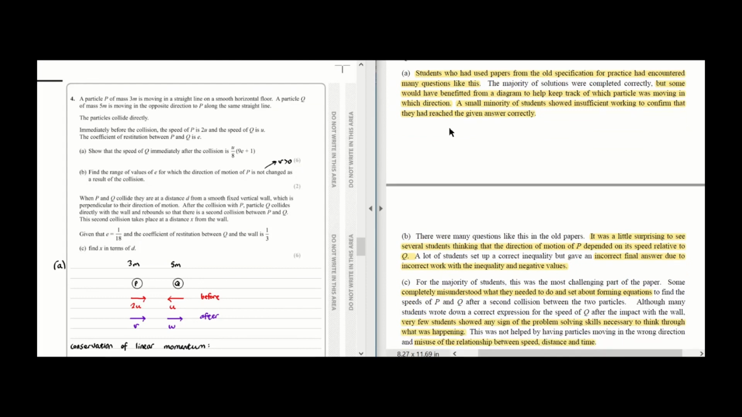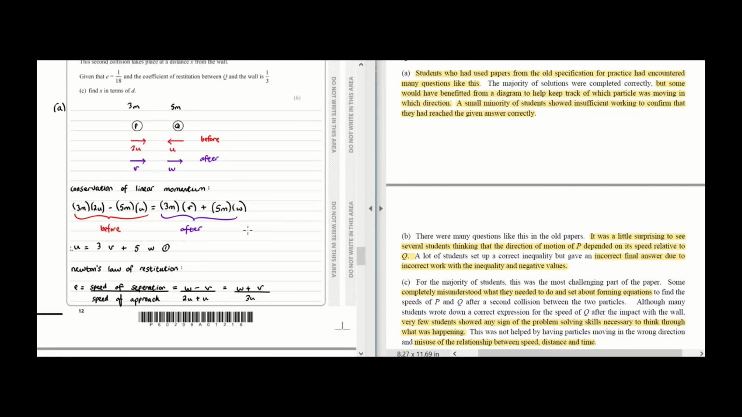Question 4 was a bit difficult, but in terms of part A, that was done pretty well, because that was in the old spec. So if you recognize questions from the old spec, that should have helped you. If you drew a diagram, also that would have helped in figuring out the direction in which the particles move in. A small minority of students showed insufficient working to confirm that they had reached the answer given correctly.